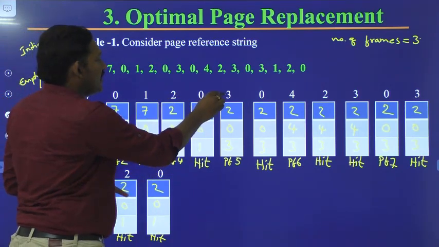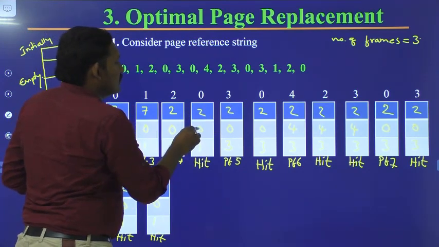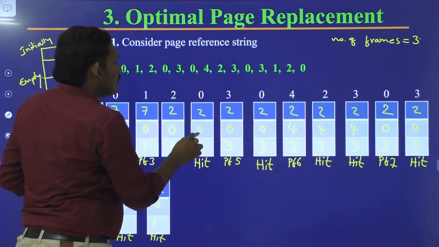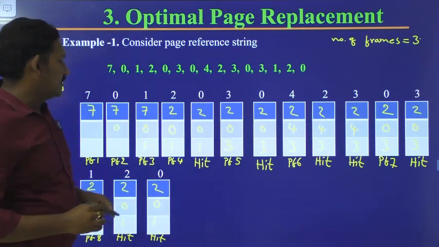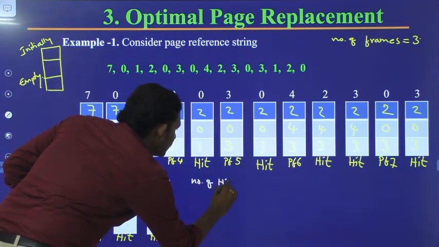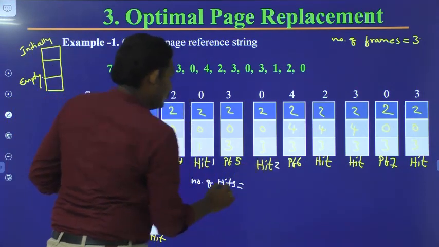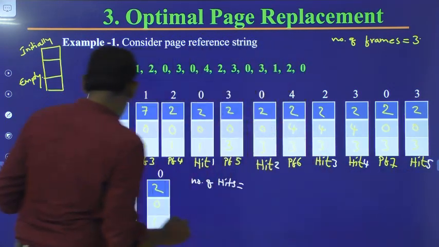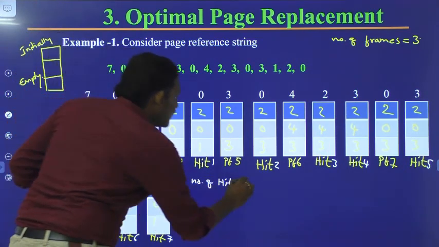So here 3. 3 is to be replaced. In the near future what we have used? So 0 is used. Okay. Next 2 is used. So that's why 0 and 2 we have kept, and in place of 1 now we kept 3. Like that we have done this. Okay. So here number of hits. How many hits we have? Hit 1, hit 2, hit 3, hit 4, hit 5, hit 6, hit 7. 7 hits were there. So number of hits were 7.